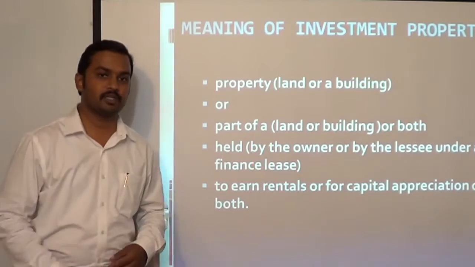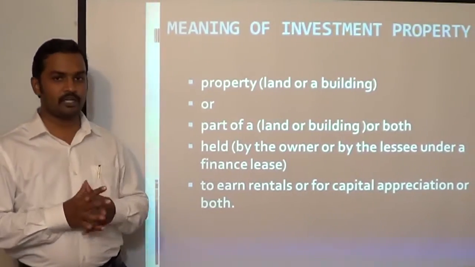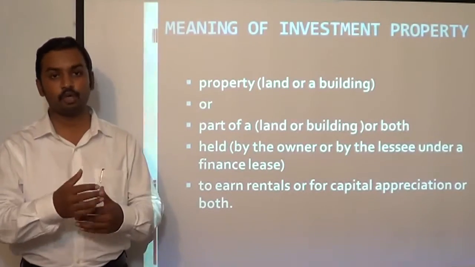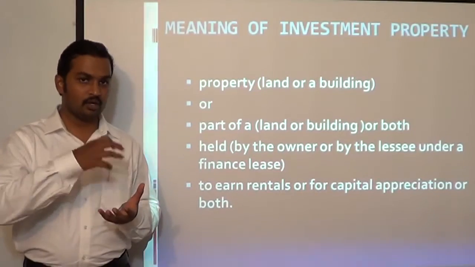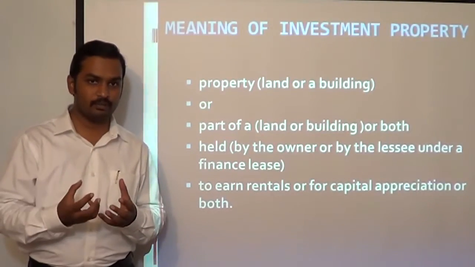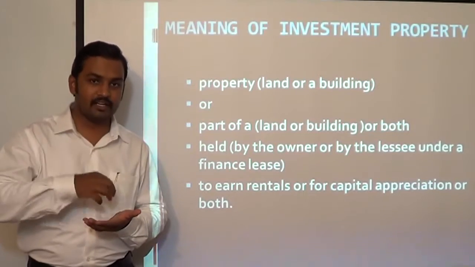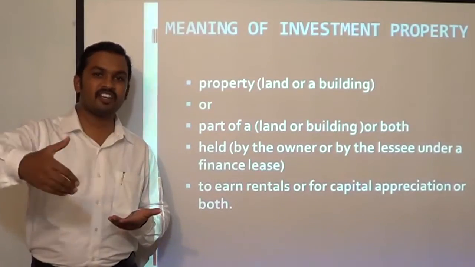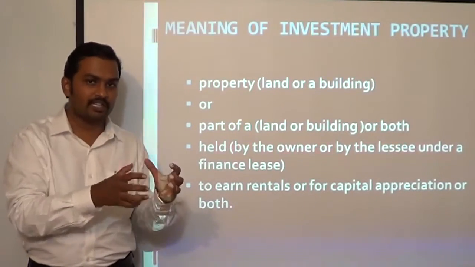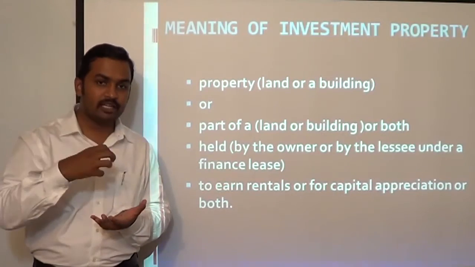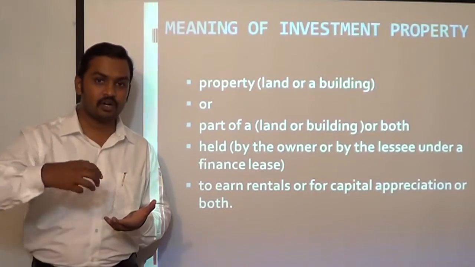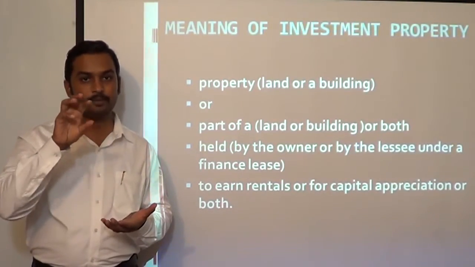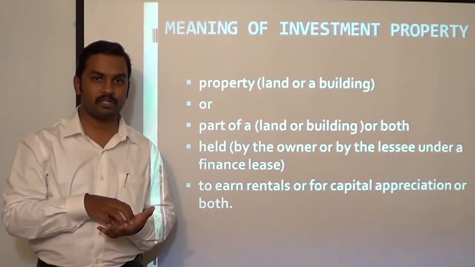So meaning of an investment property. So what is investment property? It is property. Property means land or building, or a part of land or building, or it can be both. So we are talking about land or building, part of land or part of building, which is held by the entity for the purpose of earning rentals or for capital appreciation. So we are having a property, that is land and building, which we are holding for the purpose of earning rentals or income by way of capital appreciation. Such property can be considered as investment property.